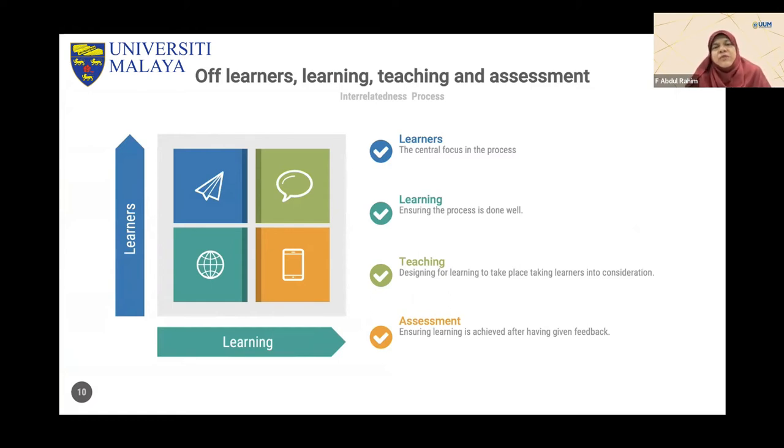And what we have to do, the process that we are going to be doing, is actually to ensure that learners learn. So the process has got to be done well. And in terms of teaching, in order to ensure that, we have to make sure that we are able to design the right learning activities, taking into consideration the learners that we have in our classroom, ensuring that learning can take place. And finally, assessment, ensuring learning is achieved after having given feedback.